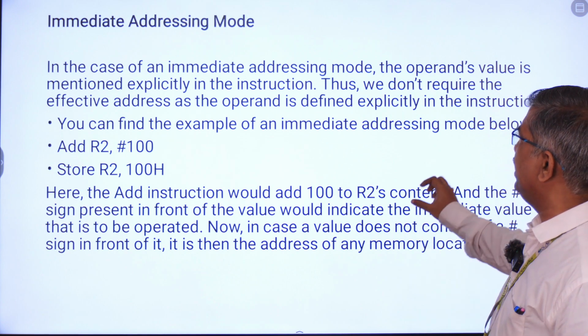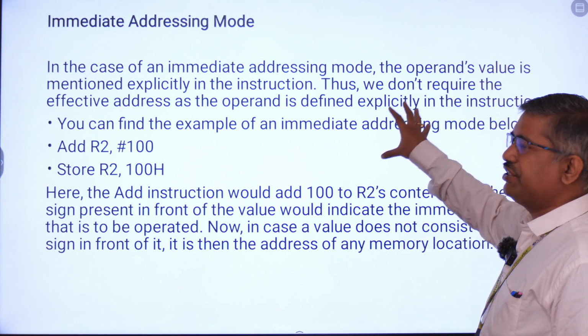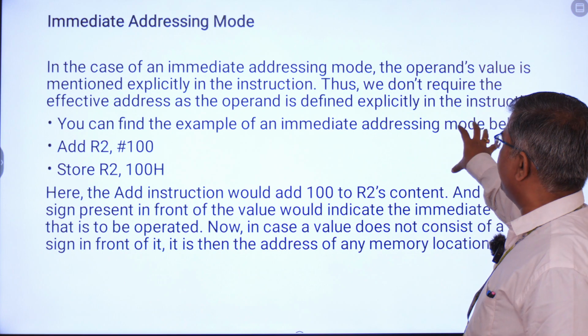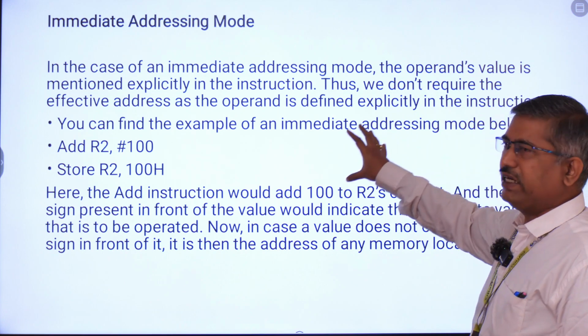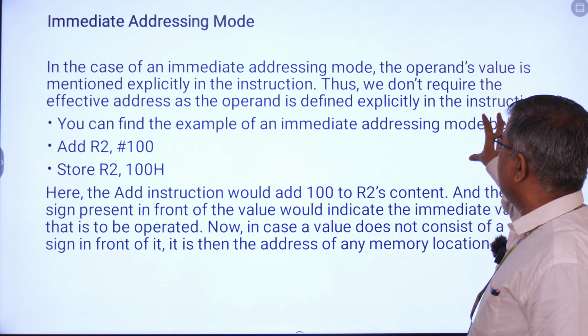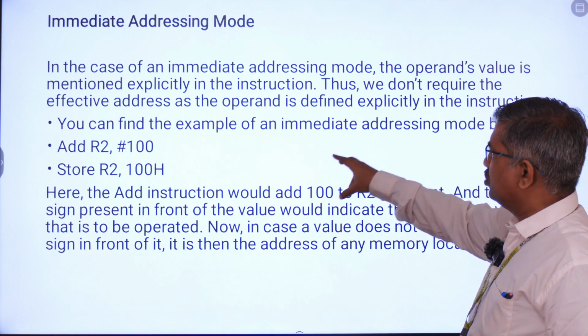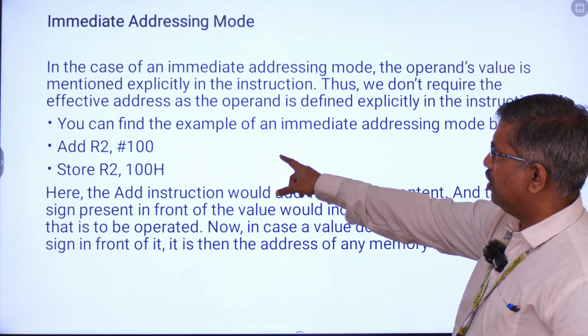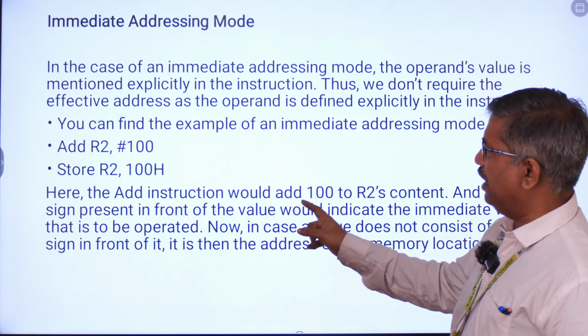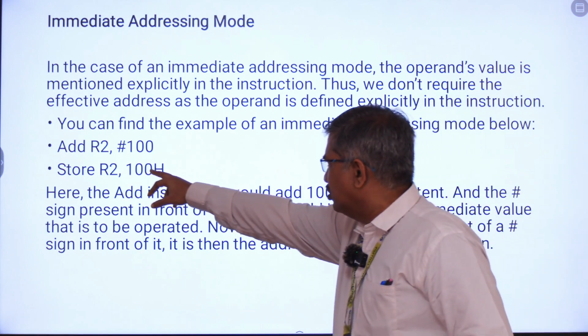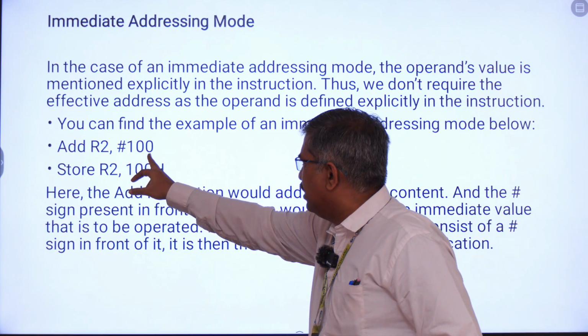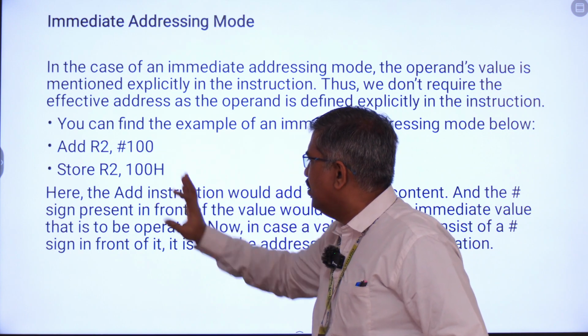In the case of the immediate addressing mode, the operand's value is mentioned explicitly in the instruction. Thus, we don't require the effective address as the operand is defined explicitly in the instruction. So this is one example, add R2, 100. 100 is the value. This symbol is followed by the number.